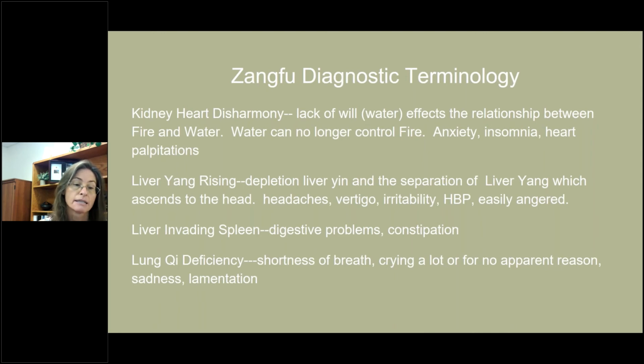When we have the liver invading spleen, that's wood overacting on earth. That's the digestive problems, constipation. When we have the fire unable to properly control the metal, then you can have the lung qi deficiency. That's the crying for no apparent reason, shortness of breath, sadness, and lamentation.